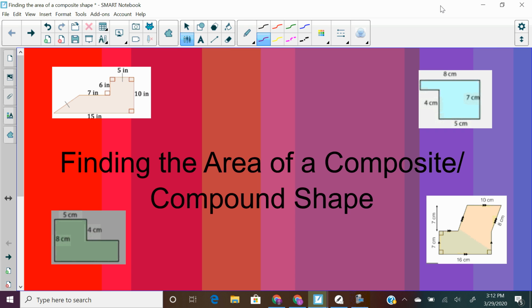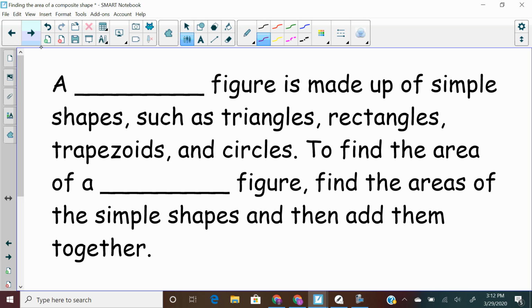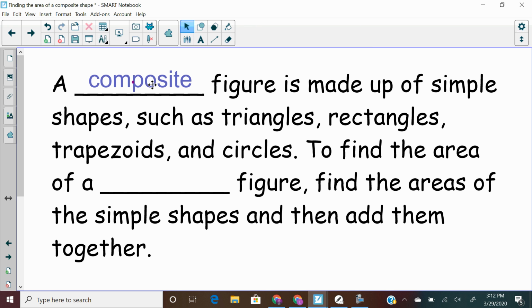This is a video about finding the area of a composite, sometimes called a compound shape. A composite figure is made up of simple shapes such as triangles, rectangles, trapezoids, and circles. To find the area of a composite figure, find the areas of the simple shapes and then add them together.